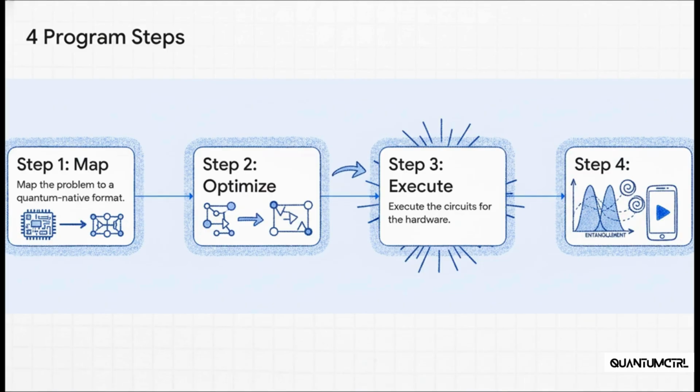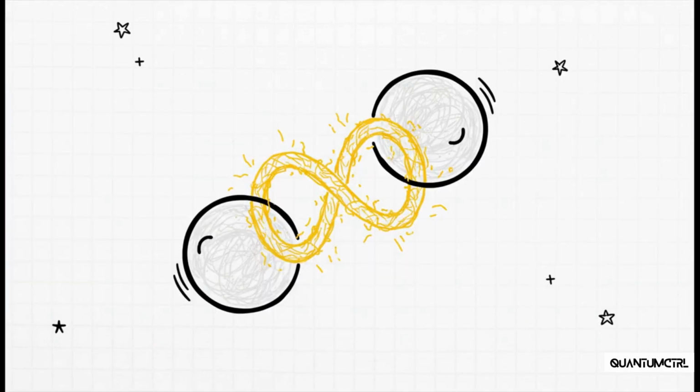First, we map our problem into a circuit. Then, it gets optimized for the hardware. Step 3, we execute it. And finally, we analyze what we got back. Let's walk through it together. So, step 1, map the problem. What is our problem for this Hello World program?